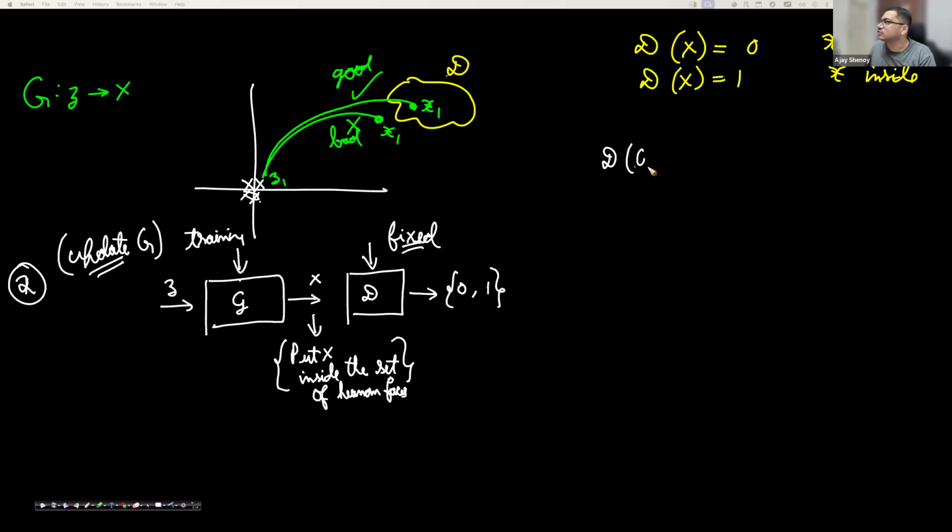x itself is G of z, so D of G of z. Now should this be high or low? High. Right. So if this has to be high, then you are saying maximize this. But with respect to which parameter? With respect to G or D? D. Yeah? With respect to G or D? D. D, right? Okay.